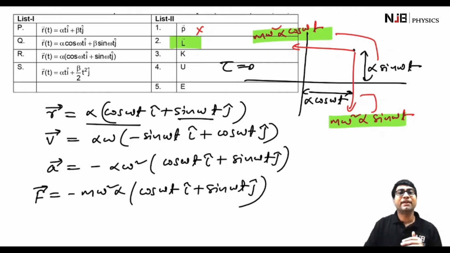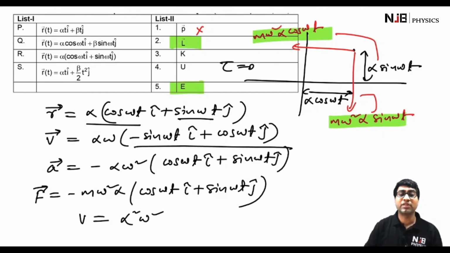Now let's talk about kinetic energy, potential energy and total energy. For total energy, we already know that it is conserved. So let's talk about kinetic energy. For that, we have to talk about the magnitude of the velocity, and the magnitude of the velocity, if you try to find out, it's going to be equal to alpha square omega square, because this bracket is a unit vector.